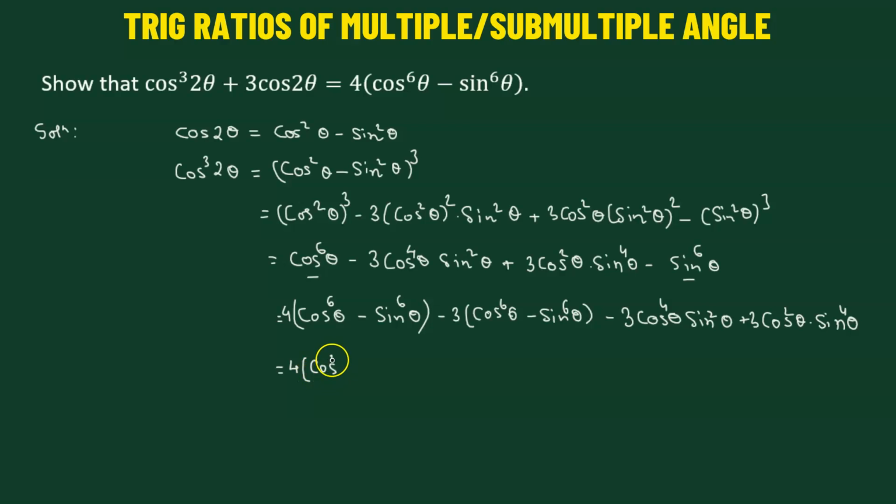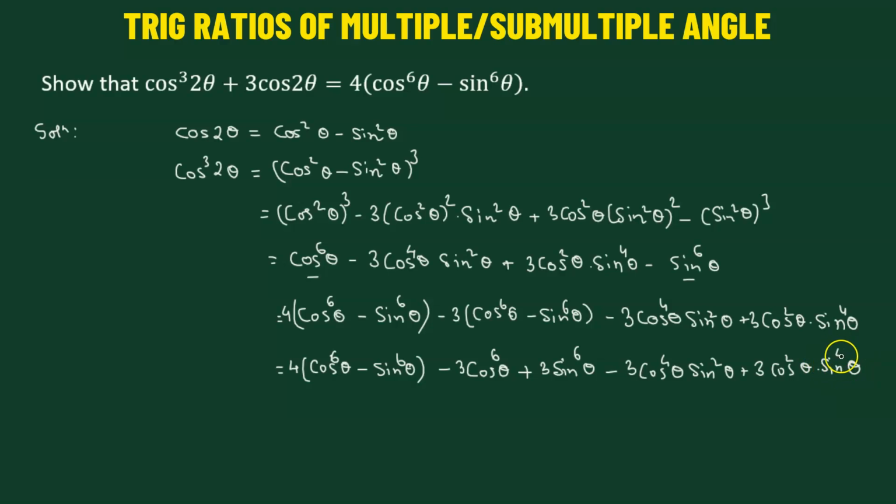Fine. We'll keep this term as it is. So we have 4 times cosine theta raised to the power of 6 minus sine theta whole raised to the power of 6. Okay, let's work with the 4 terms here. So we have negative 3 cosine theta whole raised to the power of 6, added to 3 times sine theta whole raised to the power of 6, minus 3 times cosine theta raised to the power of 4 times sine squared theta, added to 3 times cosine squared theta times sine theta raised to the power of 4. This will be equal to 4 times cosine of theta whole raised to the power of 6 minus sine theta raised to the power of 6.